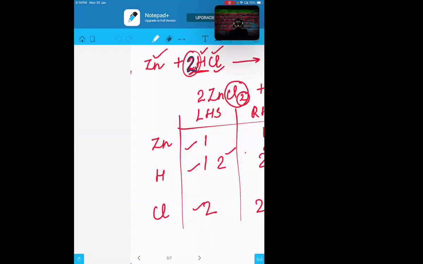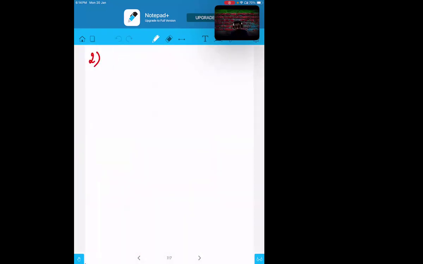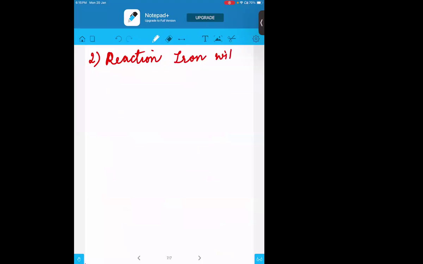Okay, that will come out in the form of the bubble. Now, going for the next reaction: reaction of iron with hydrochloric acid.